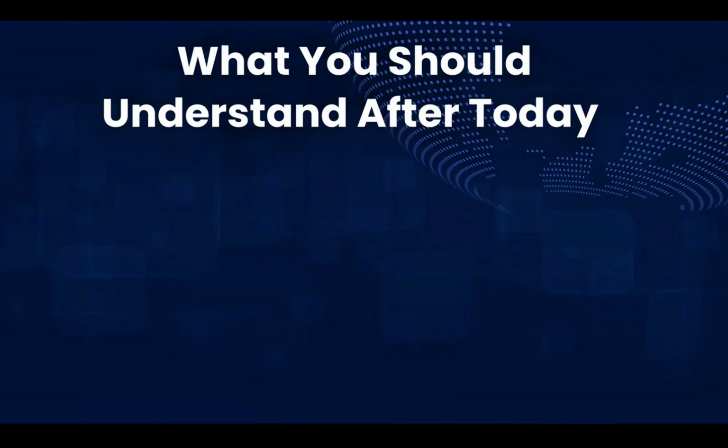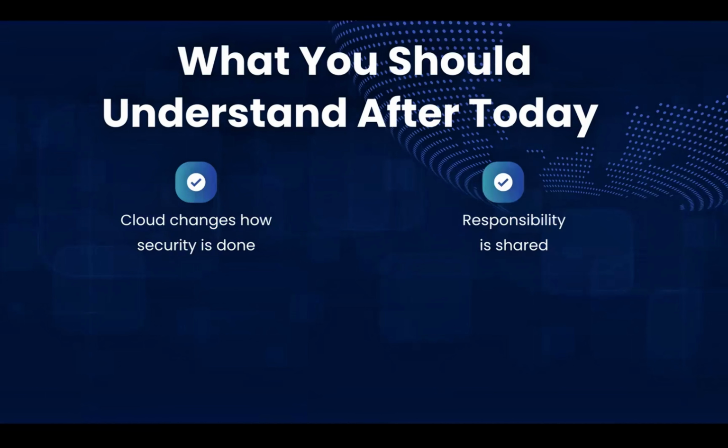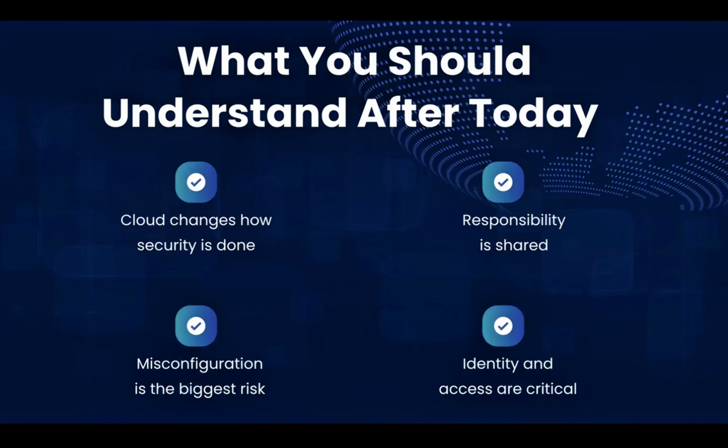What have we learned so far in this lesson? We've learned that cloud security requires clarity and discipline. We've seen that the cloud changes how security is implemented. We've seen that when it comes to cloud security and cloud computing, responsibility is shared. Also, misconfiguration is a big risk, and identity and access control are very critical and should be managed properly.